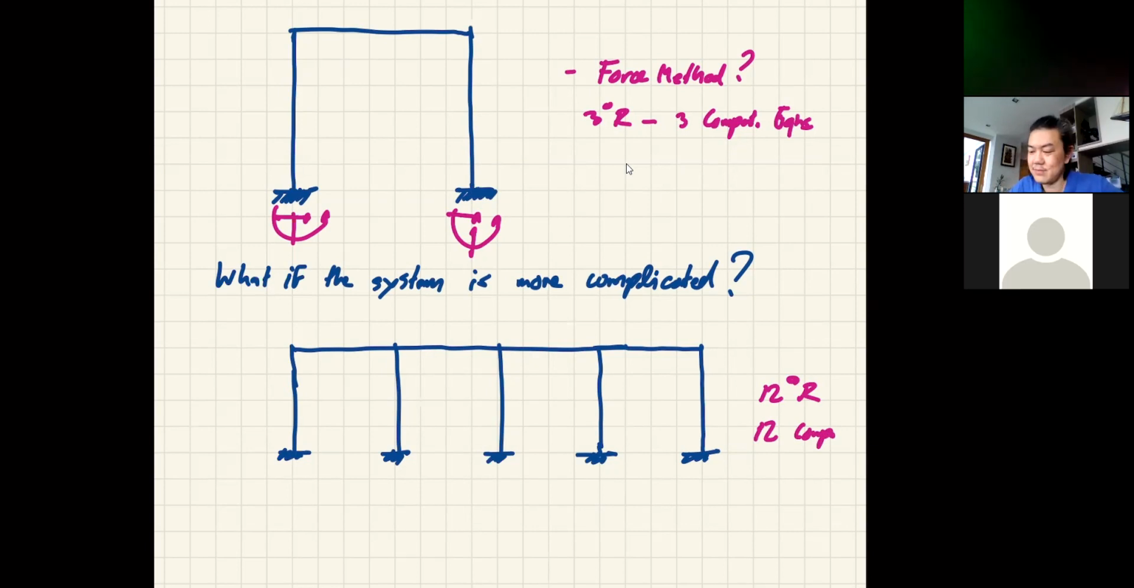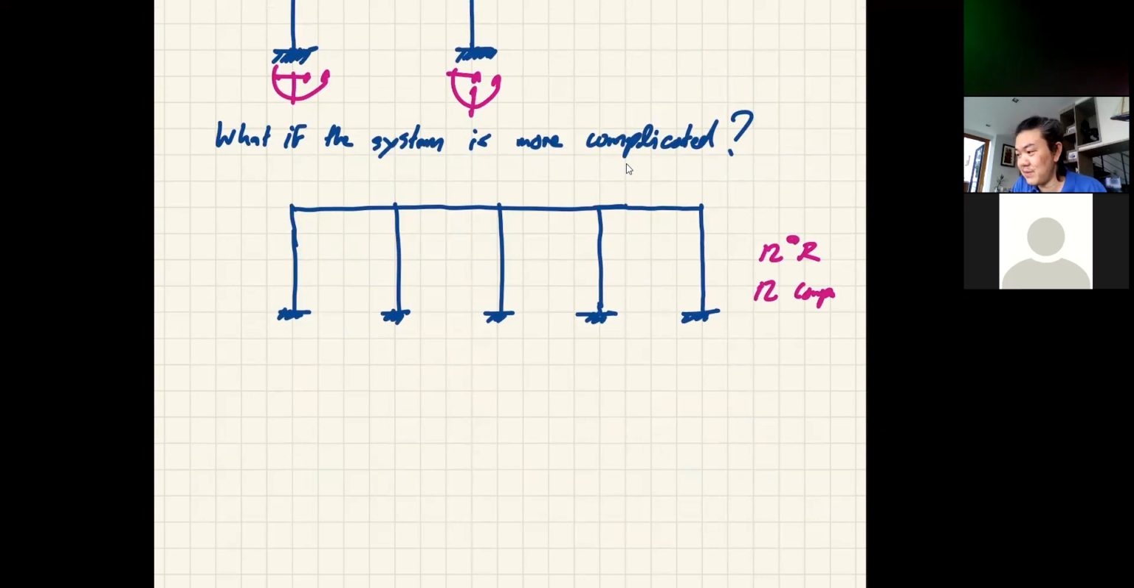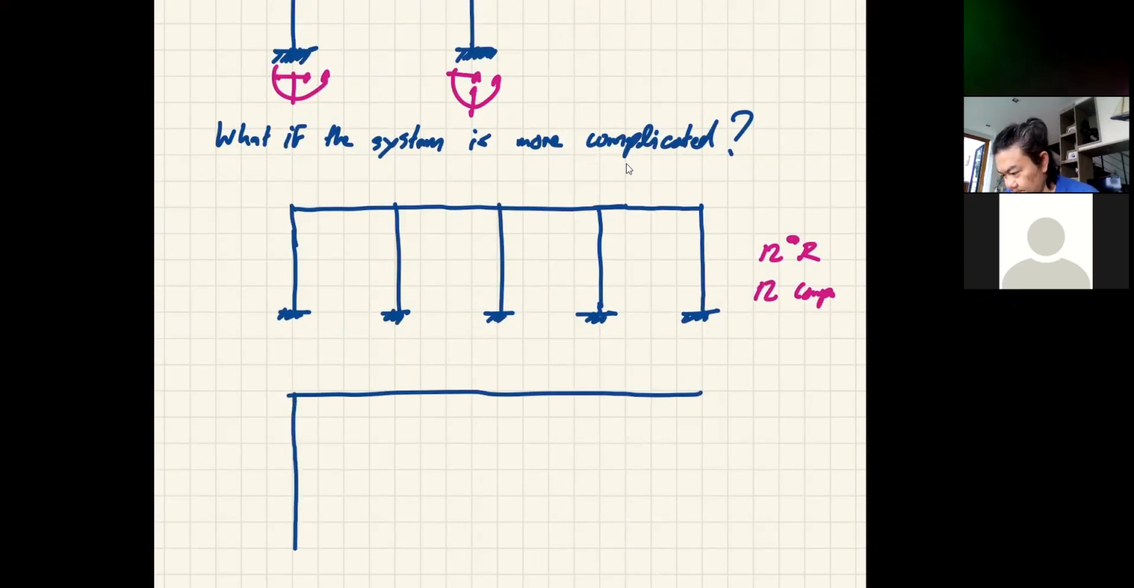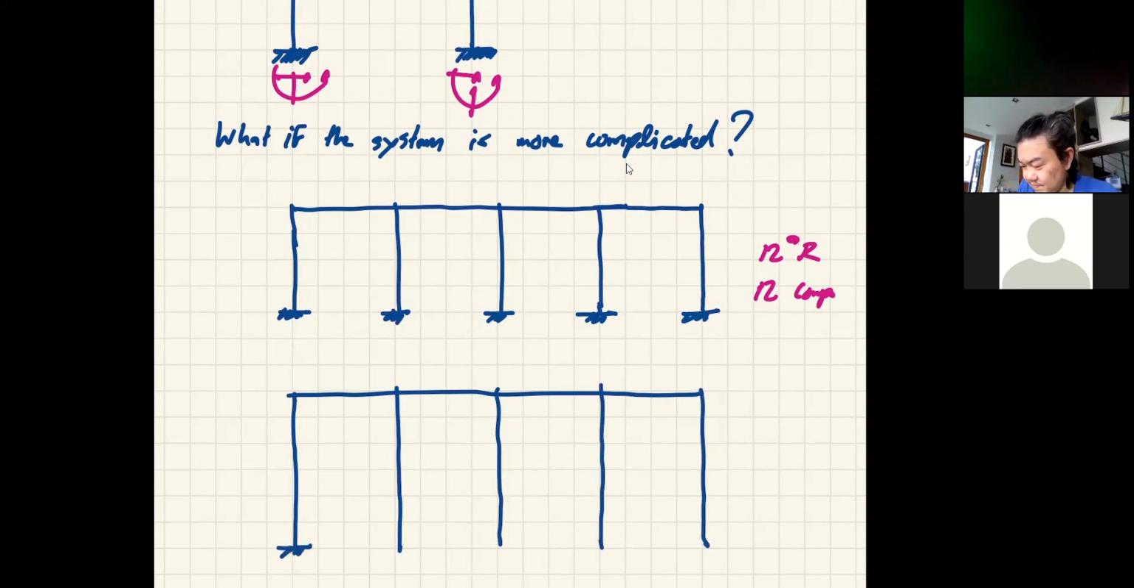You need floor, right? So the real building is going to be something like this and more. Let's say I add one more floor. Okay. So now, let's take a look at this frame. Do you think this frame has the same number of redundancy as this one?